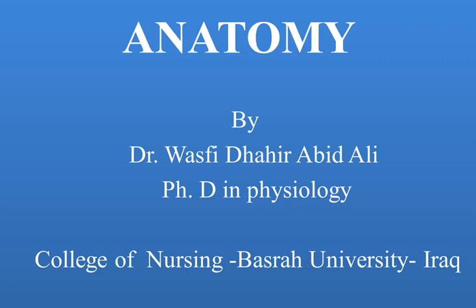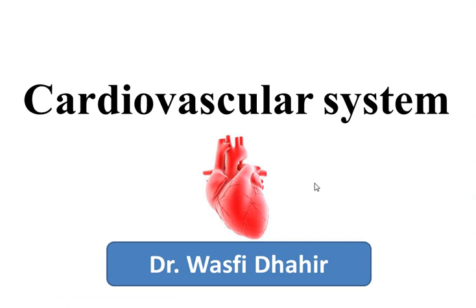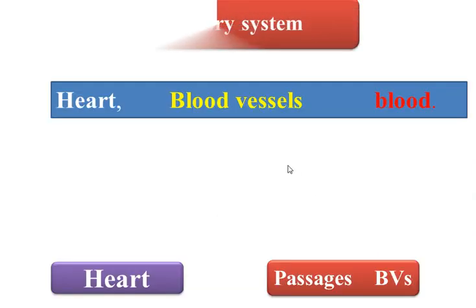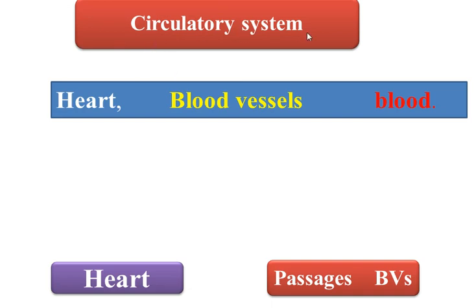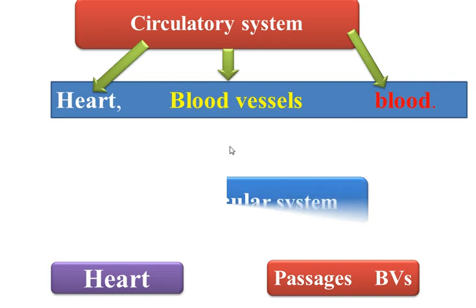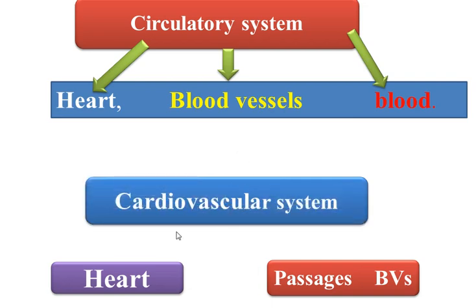Today I want to describe in this video the cardiovascular system, and my first entry is to differentiate between the circulatory system and the cardiovascular system. The circulatory system includes the heart, blood vessels, as well as blood, while the cardiovascular system includes only the heart and the passage. And here we mean by passage the blood vessel, either artery or vein.